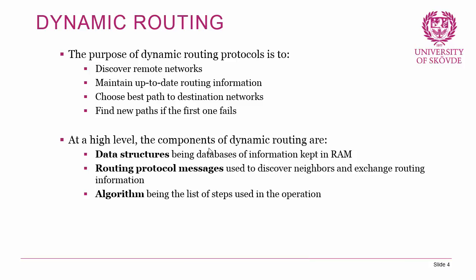At a high level, the components of dynamic routing are data structures, which are databases and information needed for the operation of the routing protocol, and that is kept in the RAM, so it's lost when the router has a power cycle. You also have routing protocol messages, which are used to discover neighbors, namely routers on the other end of the link, and exchange routing information. And finally, we have an algorithm, which is basically the list of steps used by the routing protocol in its operation, so the algorithm will describe how to do things.